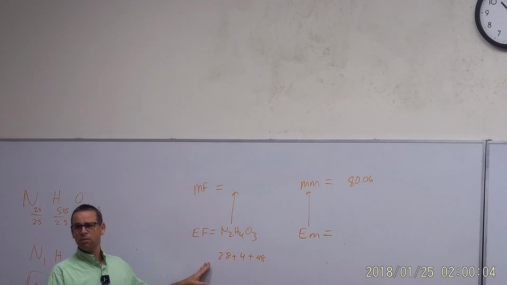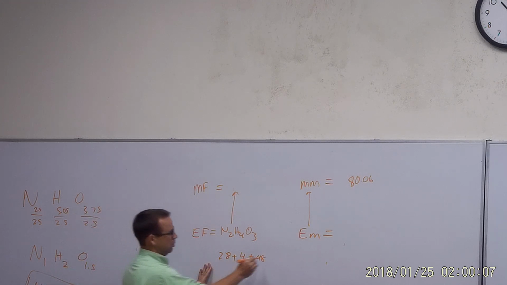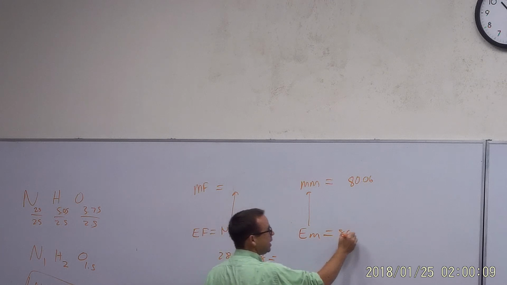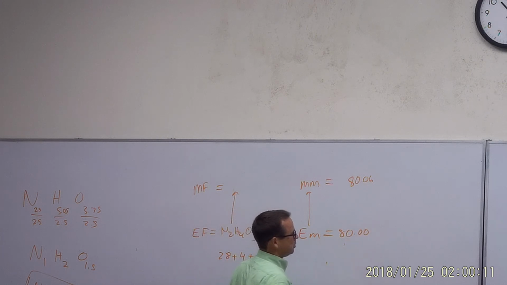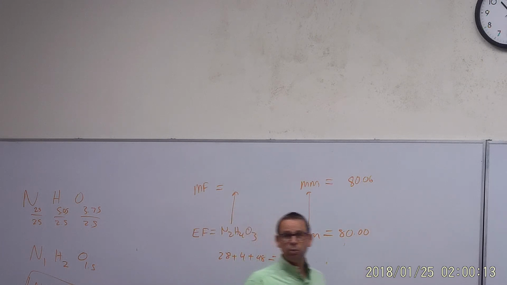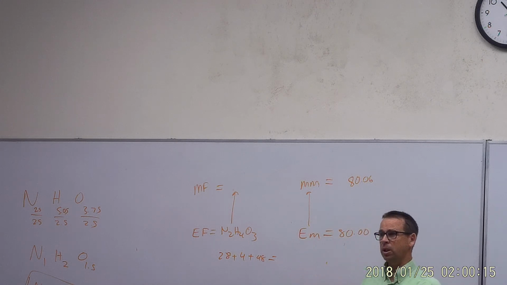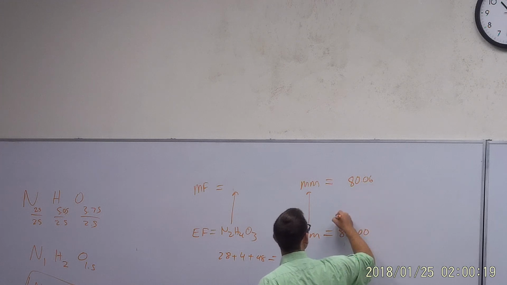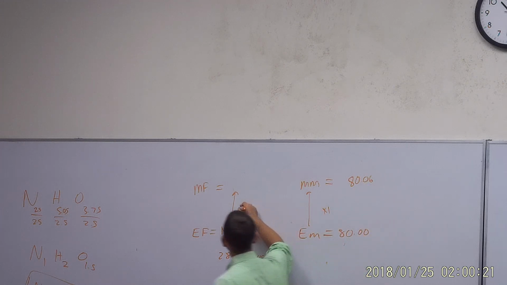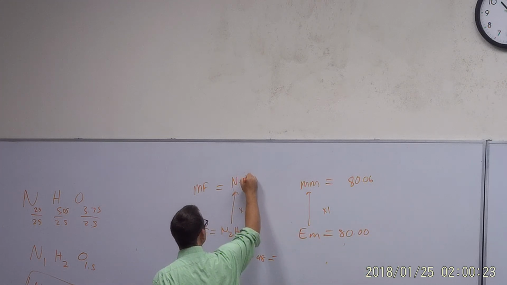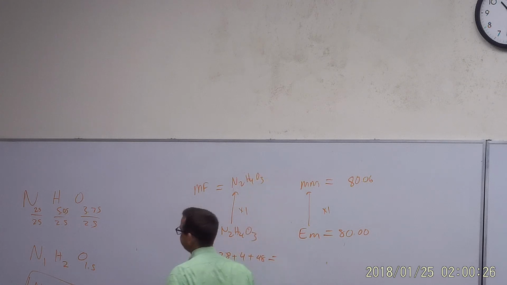Did I do that right? So what's that equal? Is that 80? Okay, so what does that tell us about our molecular formula? It's the same as the empirical formula. So the multiplier here is just 1. So N2H4O3.